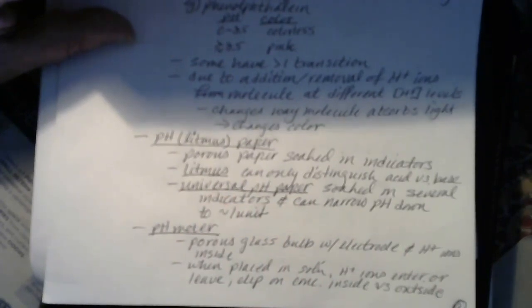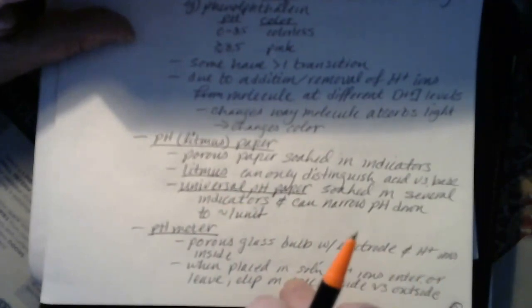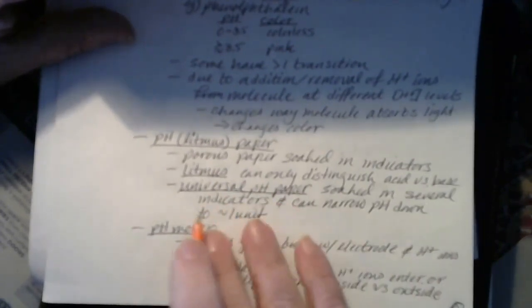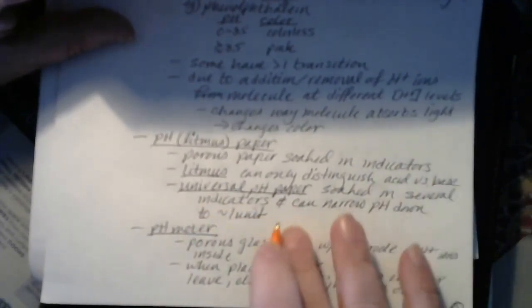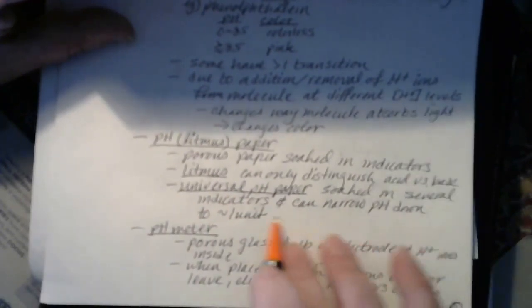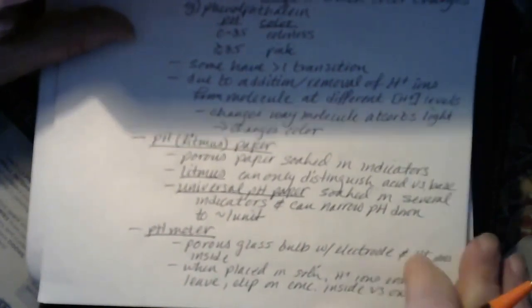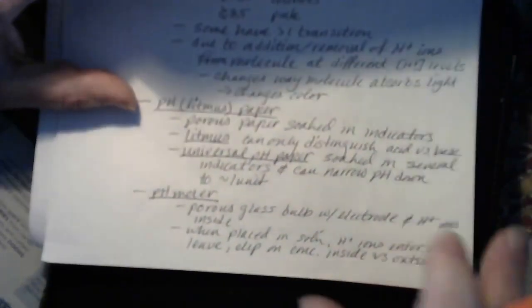Now we tend to use universal pH paper, which is porous paper that's been soaked in several different acid-base indicators. And so universal pH paper can turn a whole variety of colors depending on what the pH is. And universal pH paper often makes it possible to narrow down the pH range of your solution to like 1 or maybe 2 pH units, which is pretty good for just sticking a piece of paper in it.